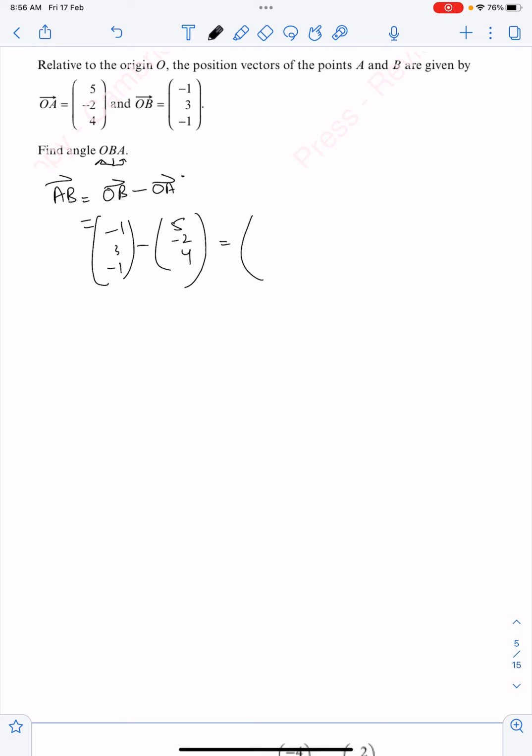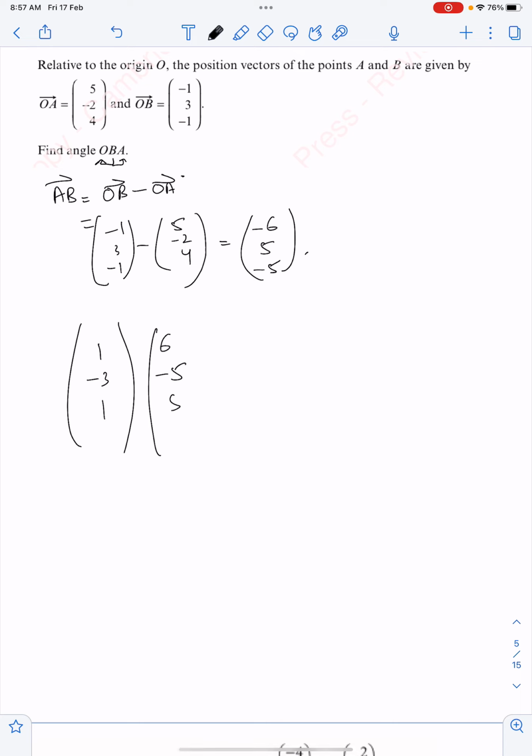So the answer is going to be minus 1 minus 5 is a 6, minus 6, 3 plus 2 is a 5, minus 1 minus 4 is a minus 5. Okay, so if I take BO here, which is 1, negative 3 and 1, if OB is this, BO is going to be, change the signs, 1, negative 3 and 1. And BA, if this is AB, I can take BA as 6, negative 5 and 5.